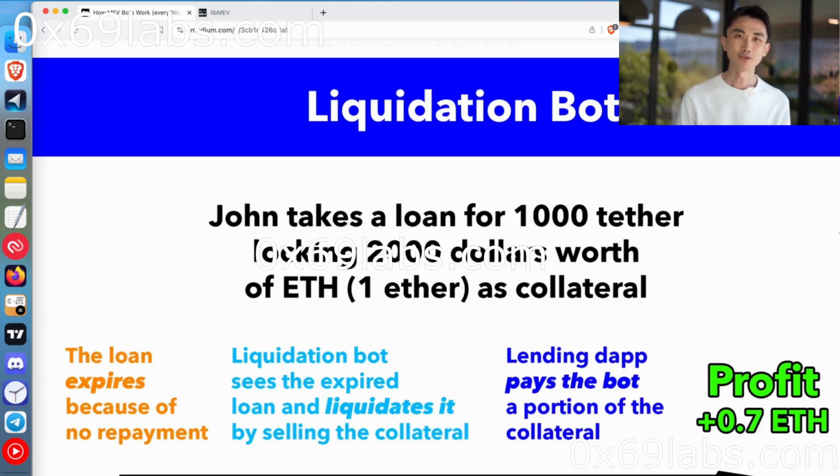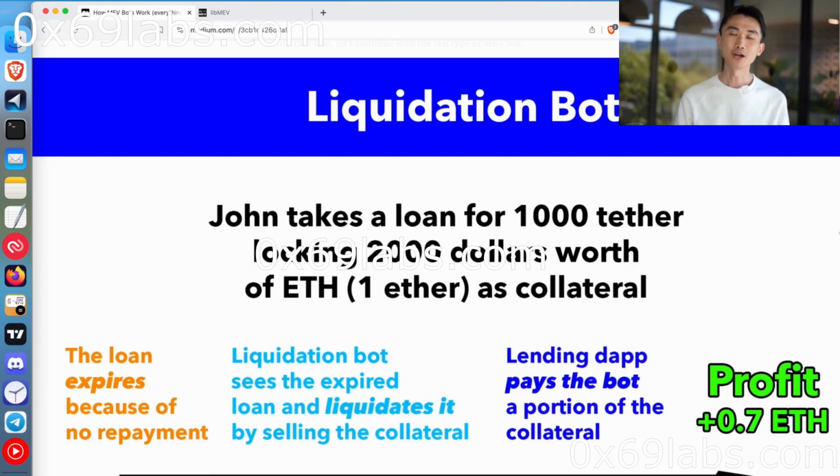So a liquidation bot sees that it's expired. And since these lending protocols like Compound are open source, they allow anybody to execute this type of functionality. They simply execute the function. They close the loan. They pay the debt for whoever got the loan and keep some of the profits. That's how it works. The bot goes through loans.